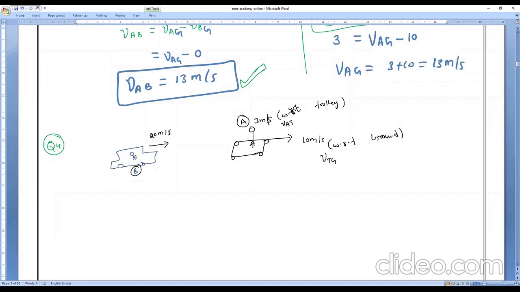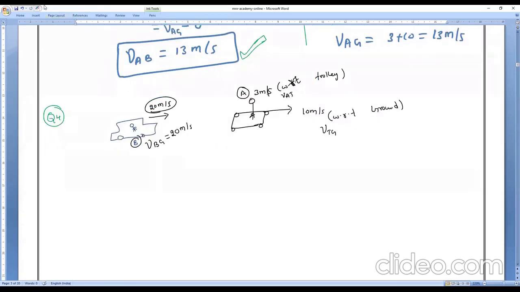And the person's velocity with respect to ground is 20 meters per second. So what will come? The velocity of B with respect to ground is equal to how much, guys? 20 meters per second. Clear? Understood or not? Now, find the relative velocity of A with respect to B.